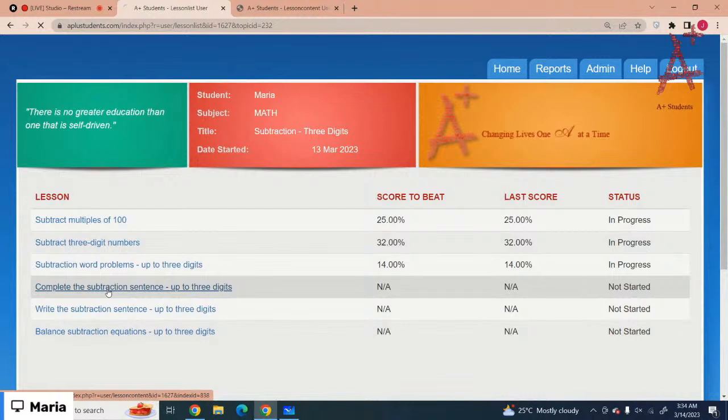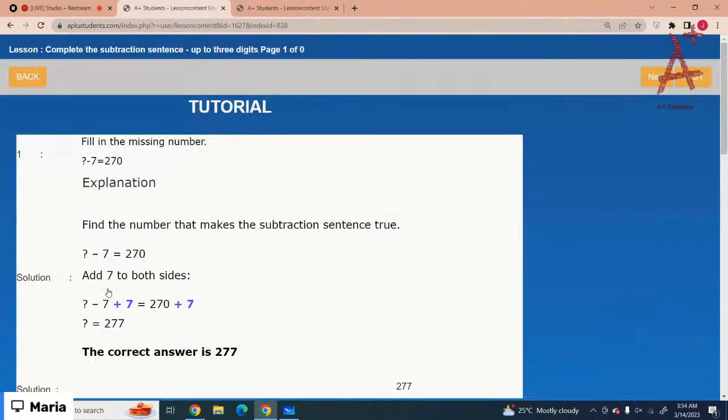Complete the subtraction sentence up to 3 digits. Okay, let's start with the first one, that is: missing number minus 7 equals 207.